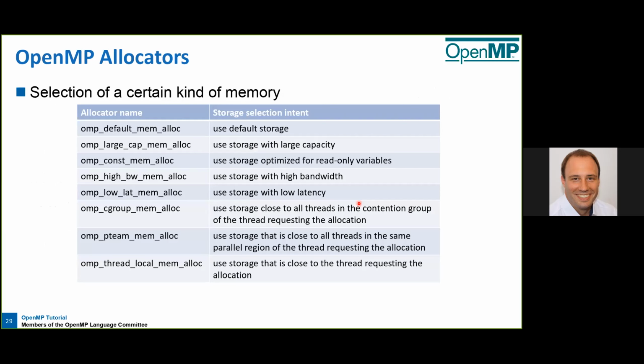And why is that useful? If you take a look at where HPC systems are going, you will see that some of them already support different kinds of memory. There was an Intel KNL system which had high bandwidth memory.